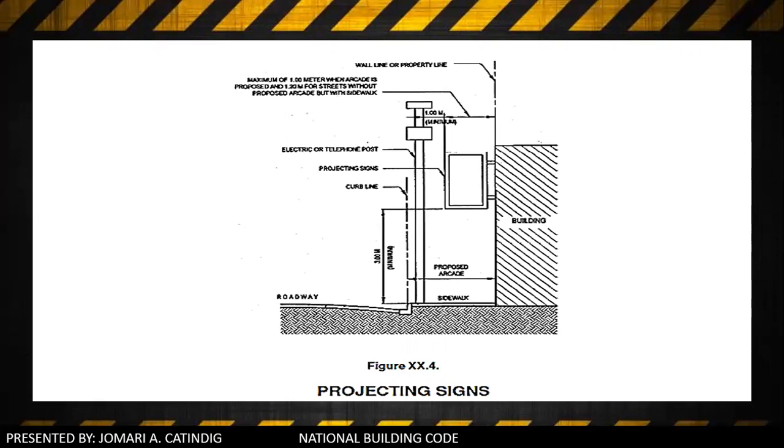So next is the wall sign. We have no figure for the wall sign, so I will just read. Wall signs are outdoor display signs placed against the front exterior surface of a building and shall not extend more than 300 millimeters or 0.3 meters from the wall, with its lowest portion not less than 3 meters above the sidewalk.